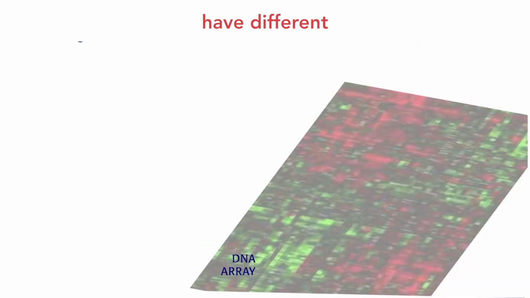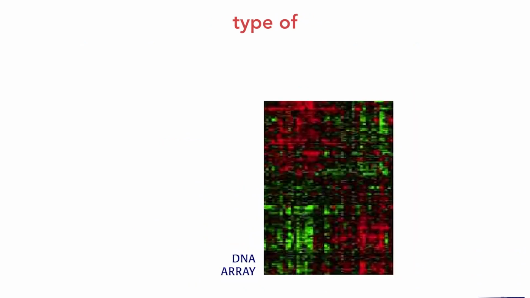These subtypes have different responses to therapy, and with this type of diagnosis, more tailored treatment can begin for patients. This type of tailored treatment is called pharmacogenomics.